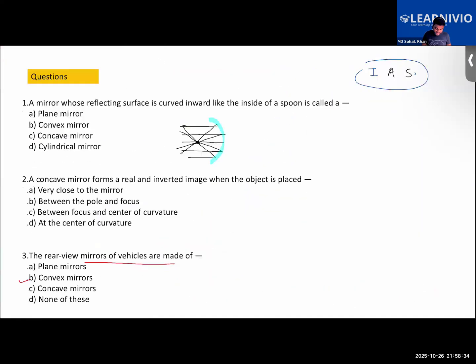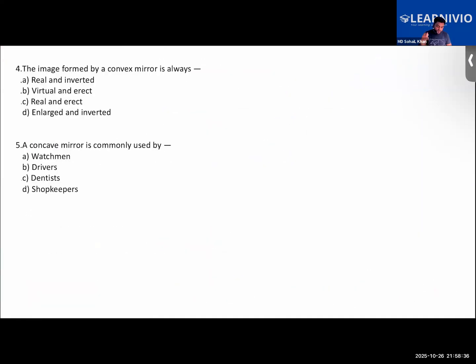Okay, now answer this question here. The image formed by a convex mirror is always... Yeah, you guys also answered it. Virtual, yes sir, virtual and erect. Virtual and erect. Okay. Sir, I think so, yes. Same. Okay. Salman.